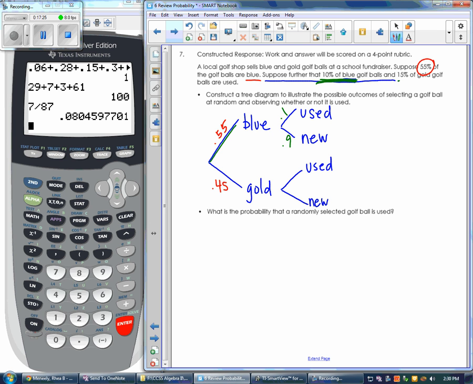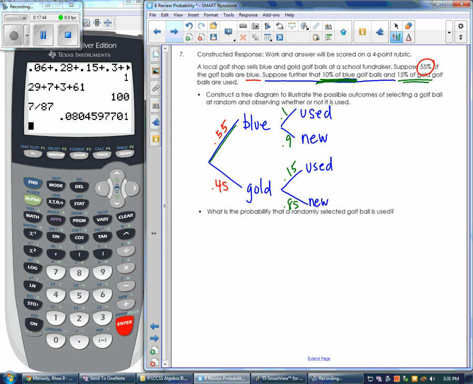And then I also know that 15% of the gold golf balls are used, so I'm going to put my 15% here. That means 85% of them are new. And this is how you would set up your tree diagram. You want to make sure you label all the outcomes and all the probabilities.